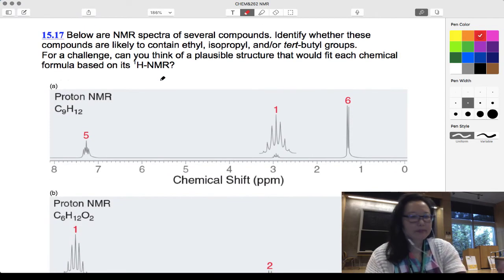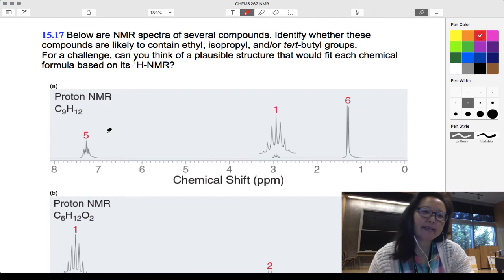So let's do a practice problem, 15.17. Here are some NMRs with their integrations on top.